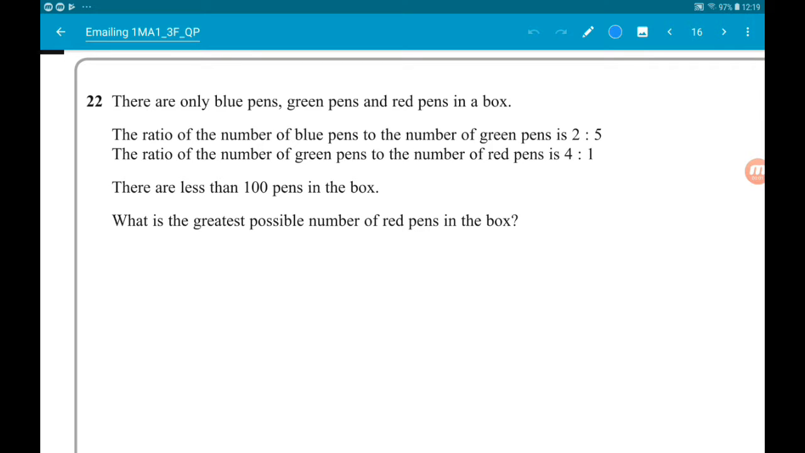22, some ratio fun. So there are only blue pens, green pens and red pens in a box. The ratio of blue pens to green pens is 2 to 5. Straight away I'm writing that down. Blue to green is 2 to 5. And the ratio of the number of green to red is 4 to 1.